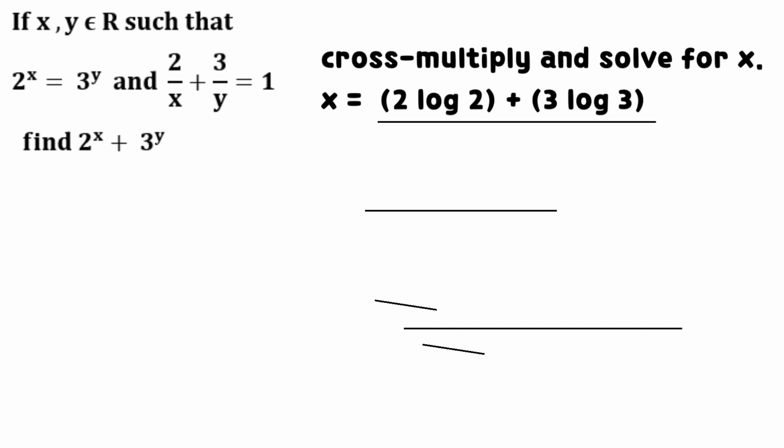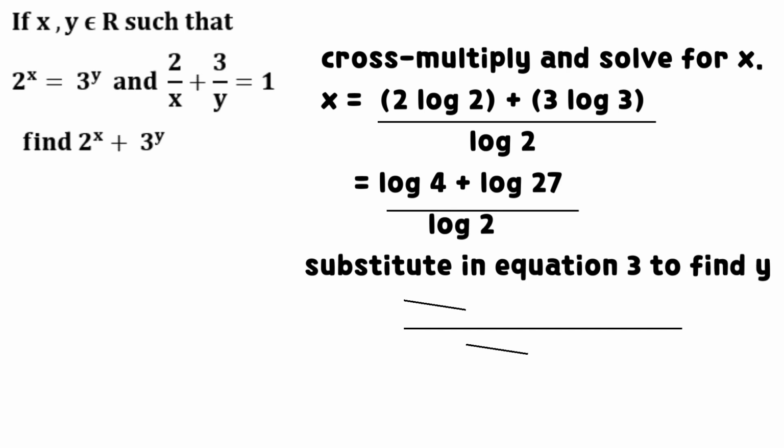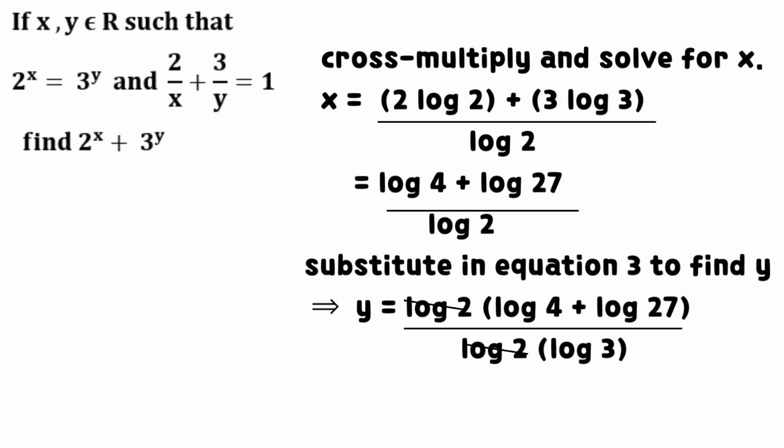Cross-multiply and solve for x. It implies that x equals the sum of 2 times log 2 and 3 times log 3, all divided by log 2, which equals the sum of log 4 and log 27, all divided by log 2. Substitute in equation 3 to find the value of y, so that we obtain a new equation as shown on the screen after simplification of values.